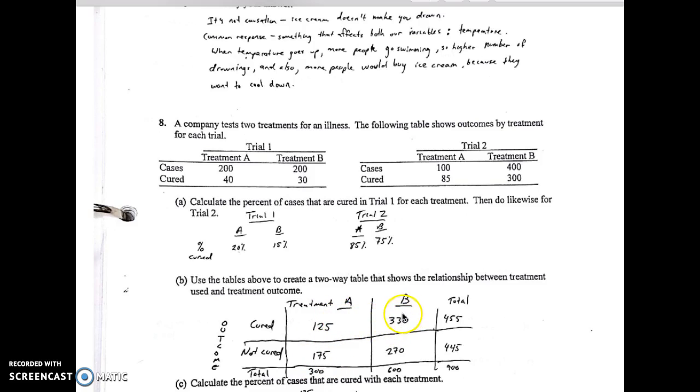And then for treatment B, how many were cured? There's 30 from trial 1 and 300 from trial 2. That's 330 total. It's out of 200 and 400. That makes 600. So there were 270 that were not cured for treatment B. Then I just found the totals for each of the rows. There's 300 in treatment A total, 600 in treatment B total. There were 455 total that were cured across both treatments, and 445 that were not cured across both treatments, and 900 people total who were in this study.